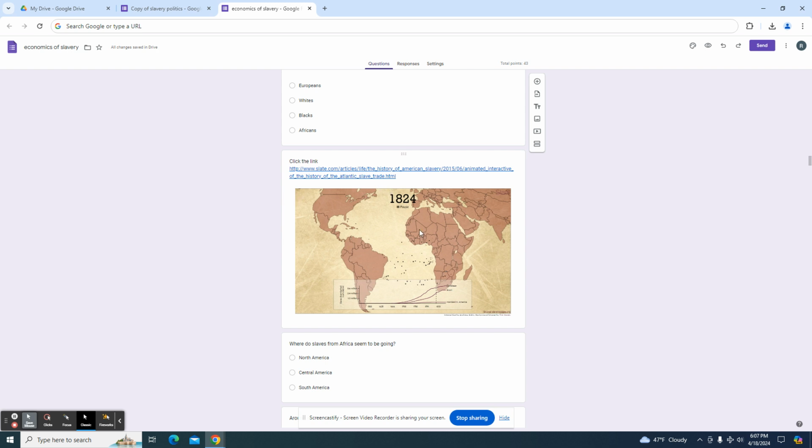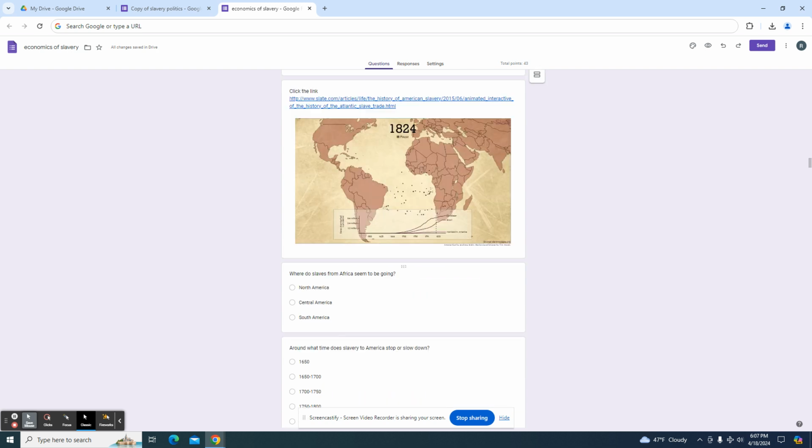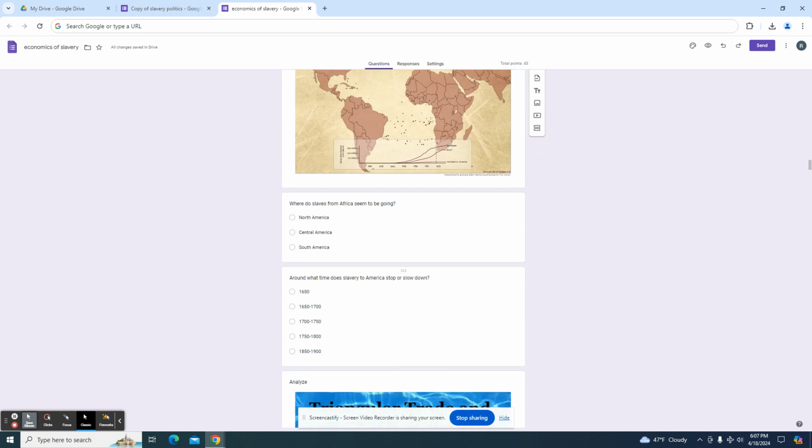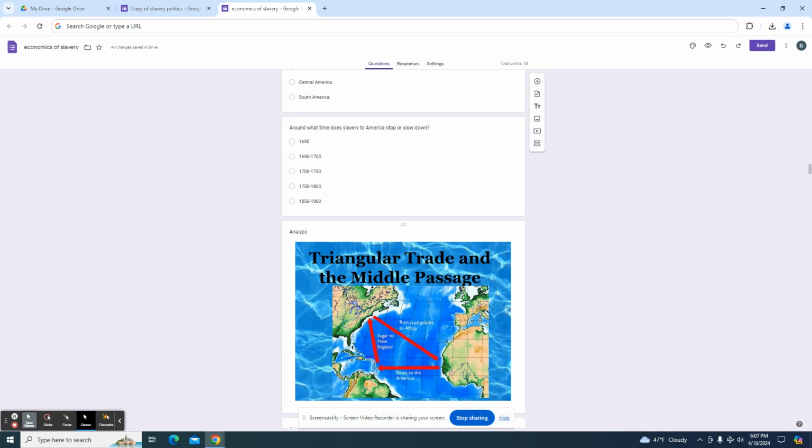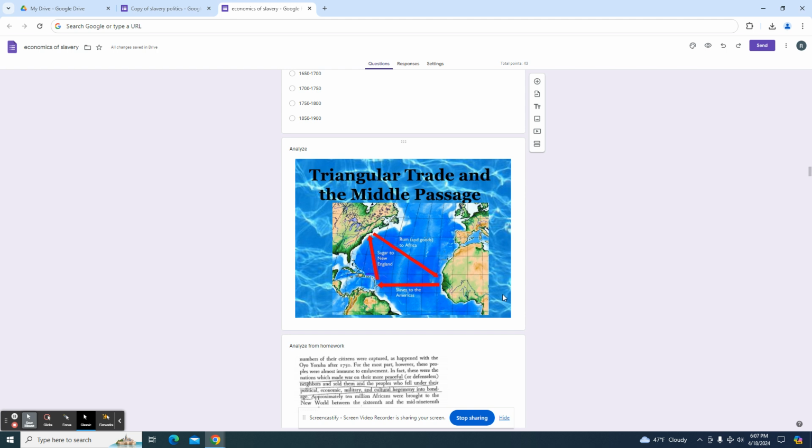Hopefully this link continues to work. When you click this link, it uses these dots to indicate the amount of people that are leaving. I believe it starts in the 1400s, and it takes you all the way up into the Civil War of how many people are leaving Africa for Central and North and South America. As I mentioned before, the triangle trade, the Middle Passage, we're getting ready to start looking at some of those, that journey.